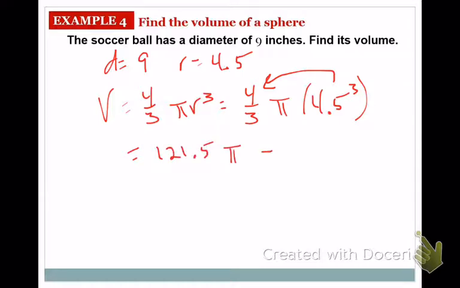At which point you could always multiply the pi out and round to the nearest tenth. You may have to do that at some point. And so when you do that, the volume becomes approximately 381.7 cubic inches. Okay? But we're just plugging in and using the formula. Just got to know the formula.